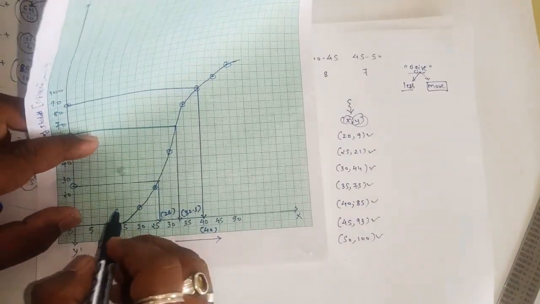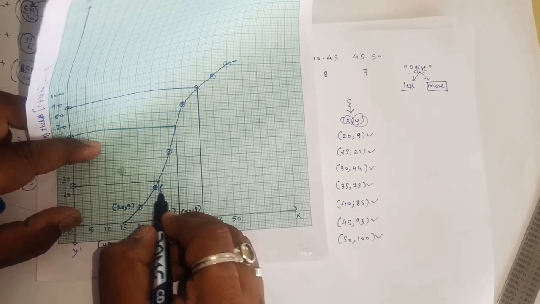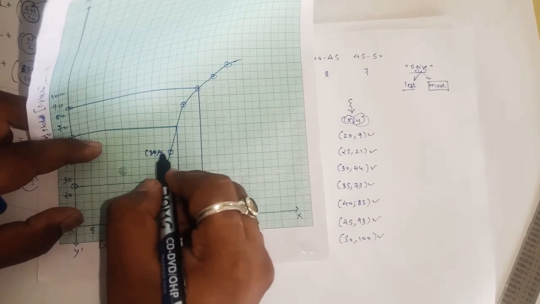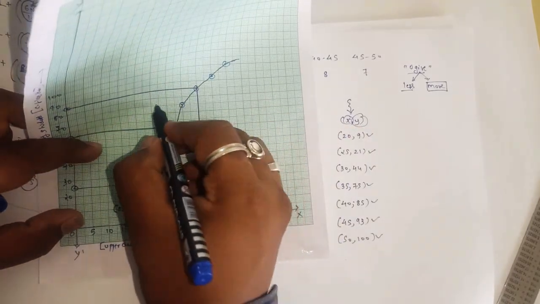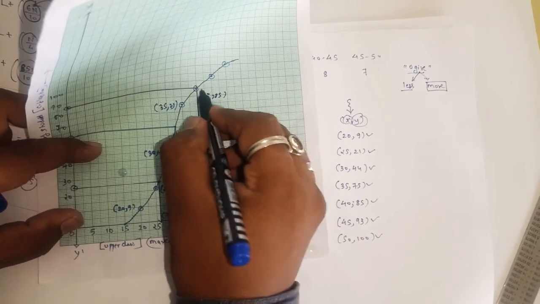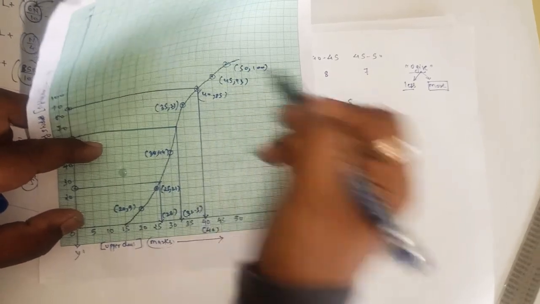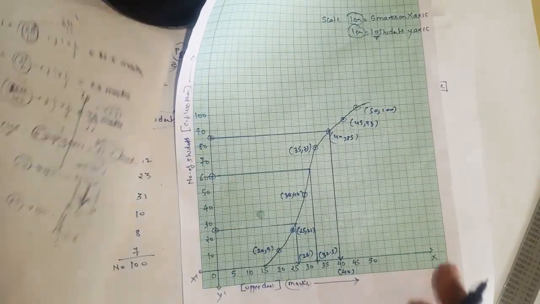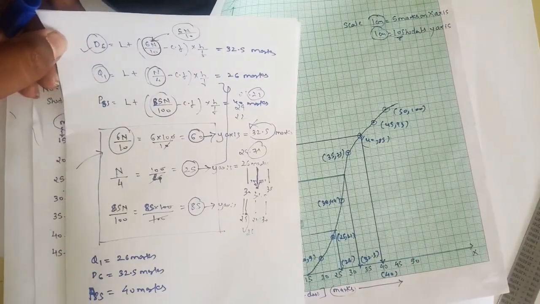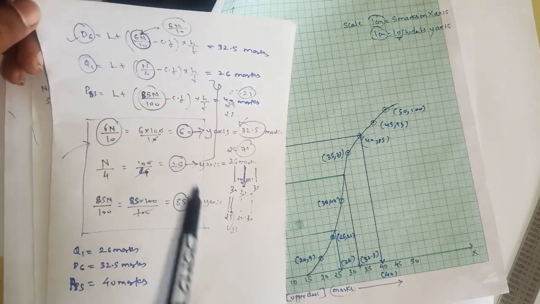Here you can write the points like 20 comma 9, 25 comma 21, 30 comma 44, then 35 comma 75, 40 comma 85, 45 comma 93, and then the last one is 50 comma 100. In this way you have to present your sum and find the answer graphically. So there are two methods from which you can find your answer, one using the formula and one using this method. I guess this method is very simple.